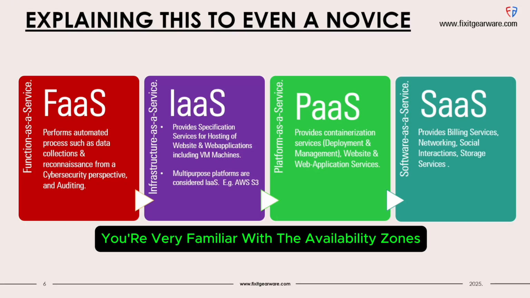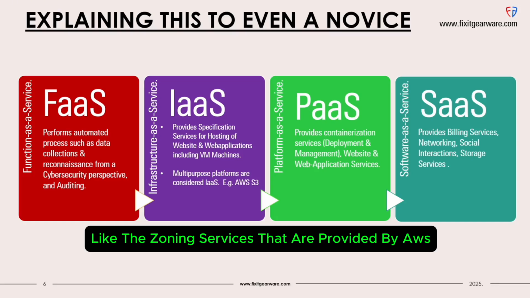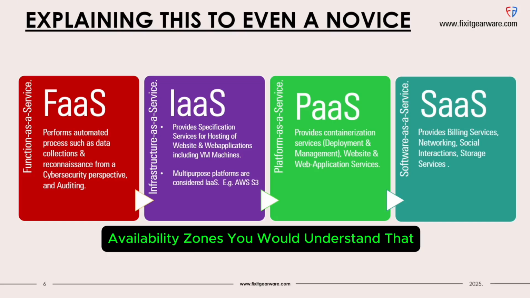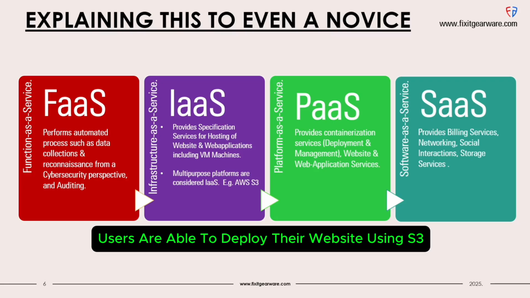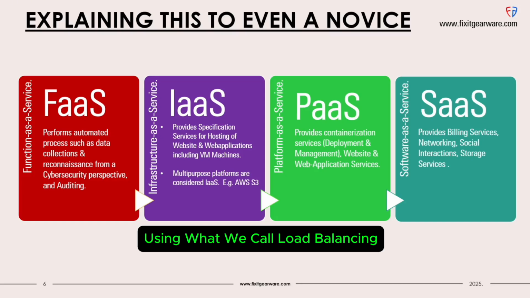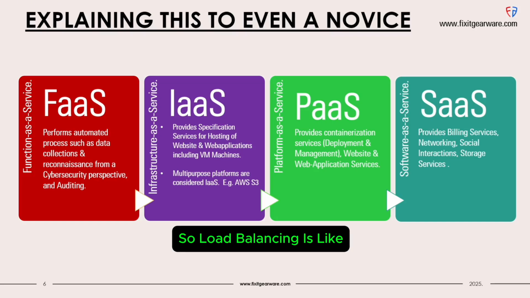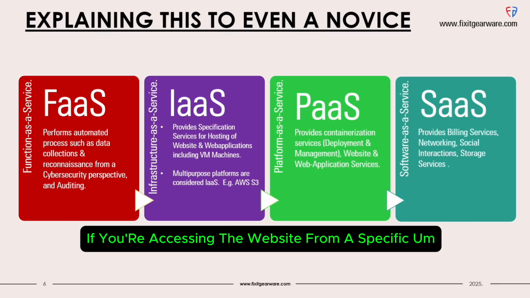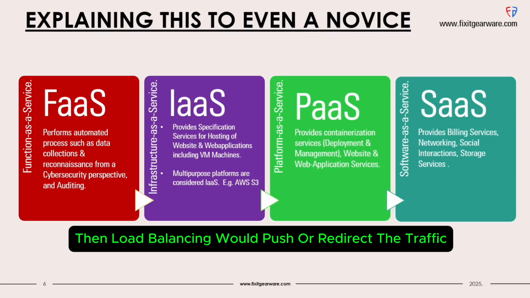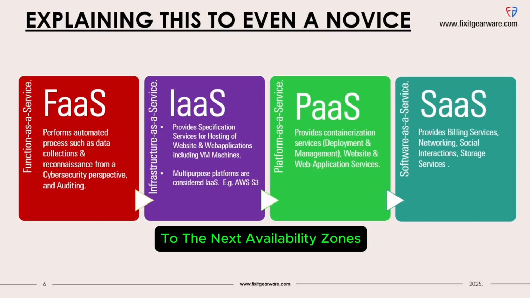You're very familiar with the availability zones, like the zoning services that are provided by AWS, and how you can provision your website in these various availability zones. You would understand that users are able to deploy their website using S3 and of course push this website to various availability zones using what we call load balancing. So load balancing is like, let's say you are accessing the website from a specific availability zone and it's overcrowded or overused, then load balancing will redirect the traffic to the next availability zone.